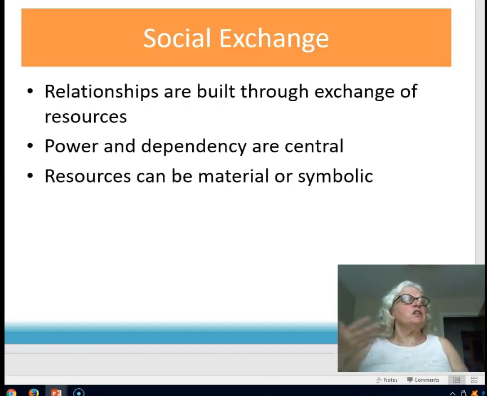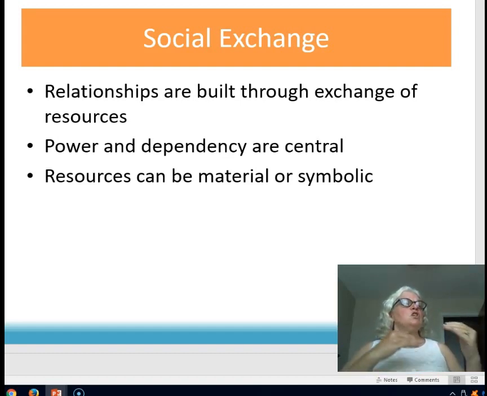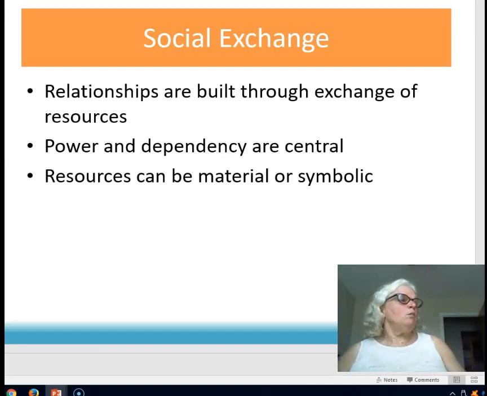I mentioned social exchange before. Social exchange is how relationships are built through the exchange of resources. And there's a whole issue of power within those resources and who has the power. We'll talk about that more in family work situations, and we'll see the influence of power based on earnings, based on prestige, and based on resources. So all of those things come into play as we start exploring how families work.